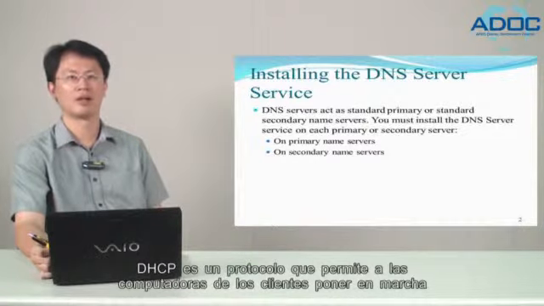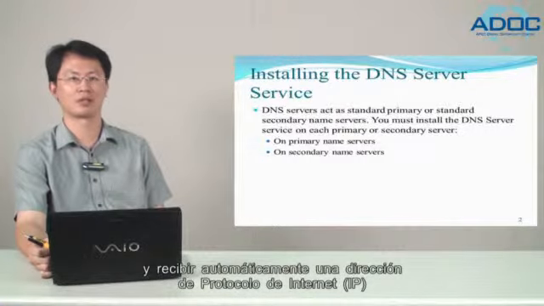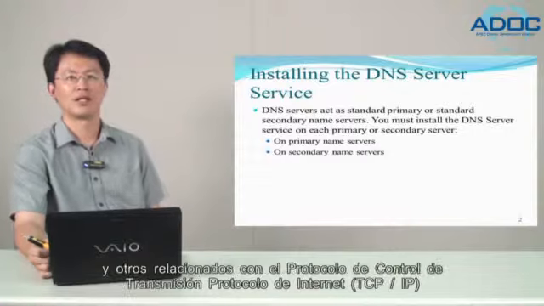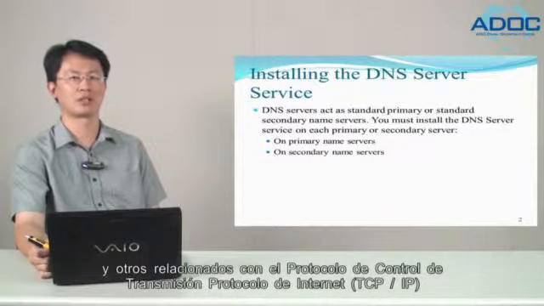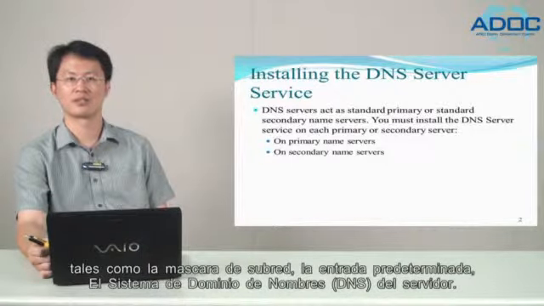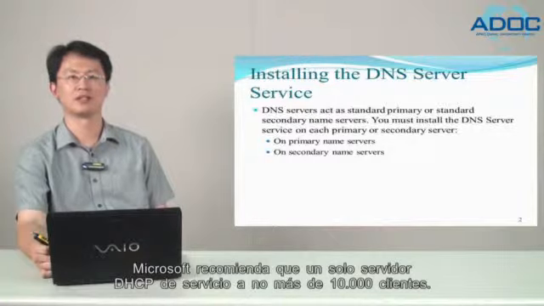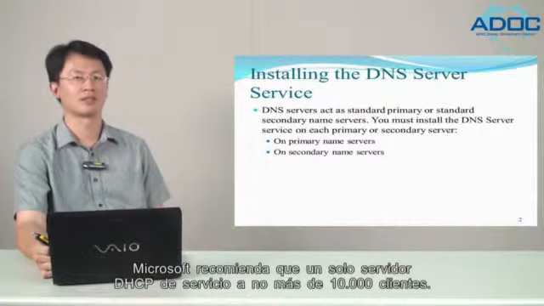DHCP is a protocol that allows client computers to start up and automatically receive an Internet Protocol address and other related Transmission Control Protocol/Internet Protocol settings, such as the subnet mask, default gateways, and Domain Name System server addresses. And Microsoft recommends that a single DHCP server service no more than 10,000 clients.